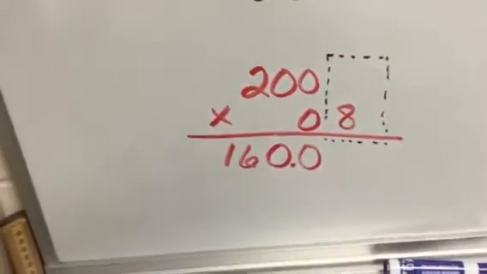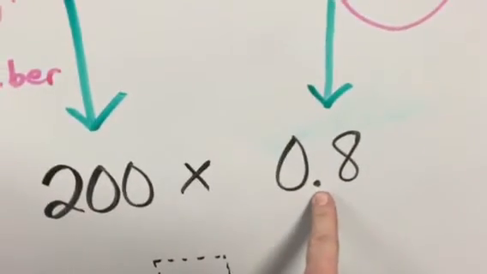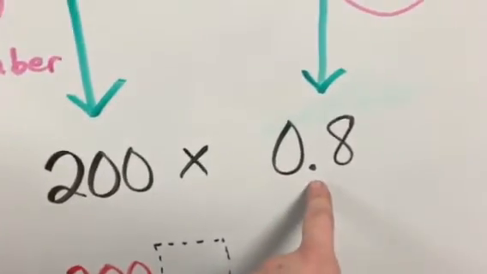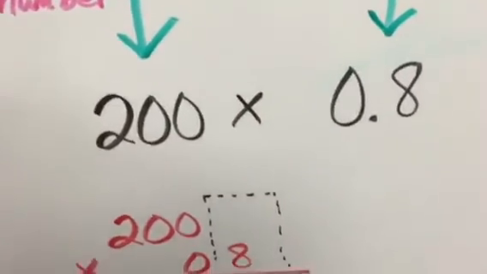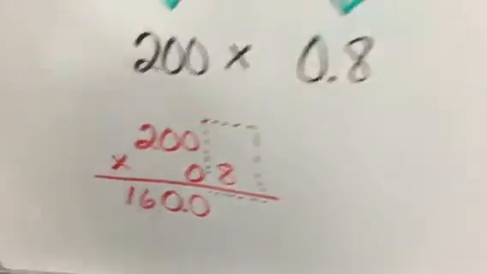If I were to check my work and say that 8 tenths is about 1, 200 times 1 is going to be 200, and I know that that was an overestimate, so I know it's going to be less. So that's probably a pretty fair answer. Let's look at the other way.